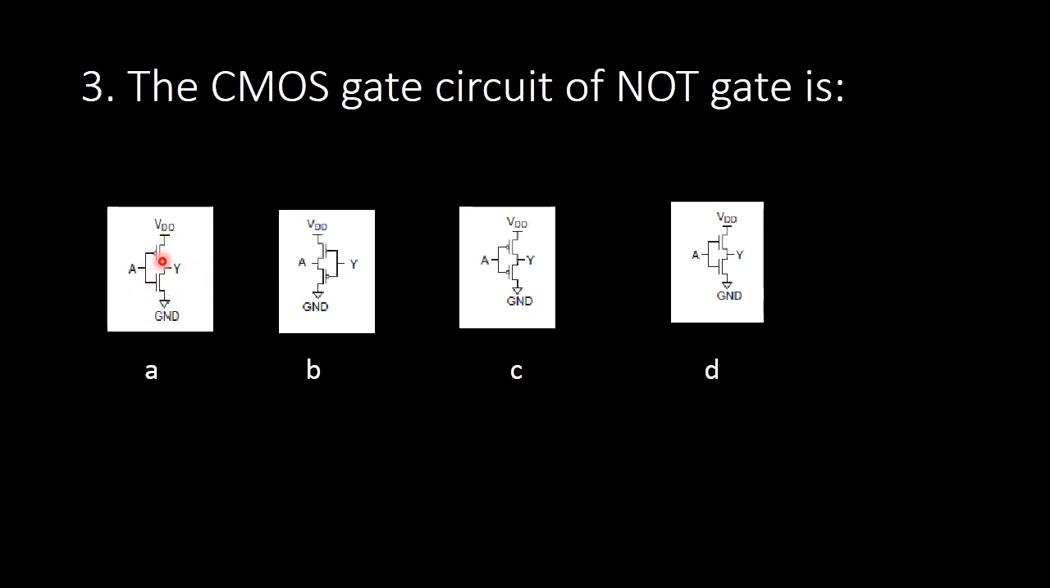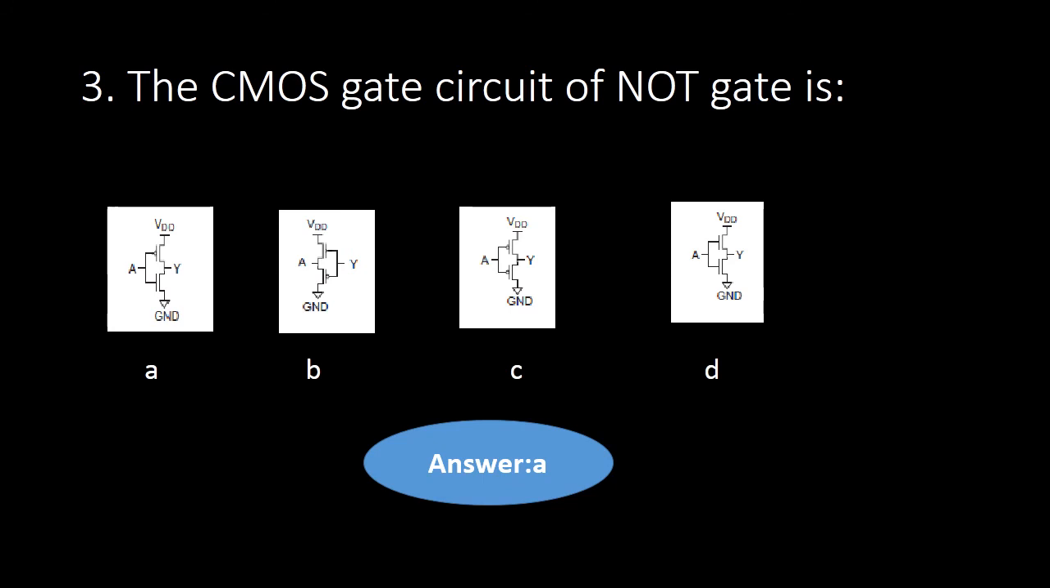Here we are having one PMOS and one NMOS, so it is connected. But here it is connected inversely, that is output is taken from the gate terminal, so it is wrong. Here two PMOS transistors are used, so again it is wrong. Here two NMOS transistors are used, so again it is wrong. Therefore option A is the right answer.